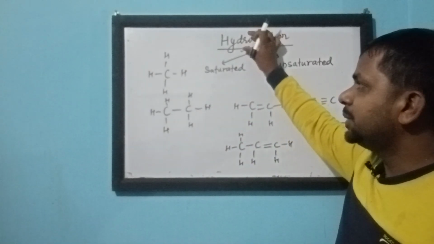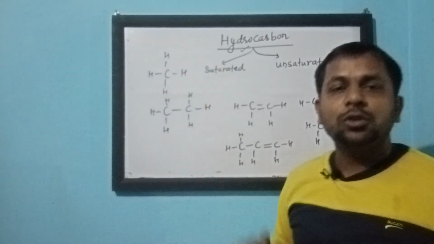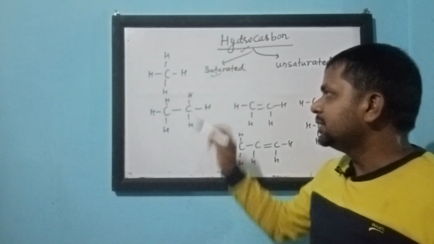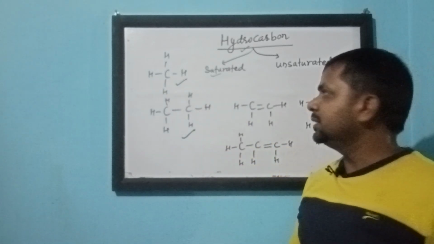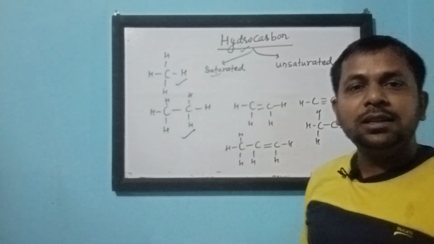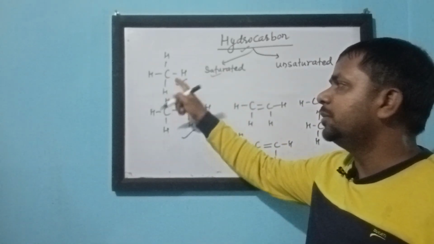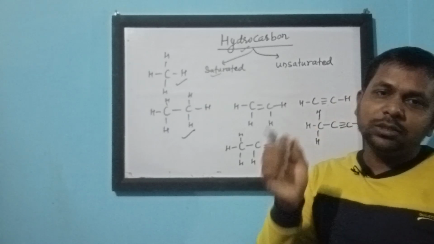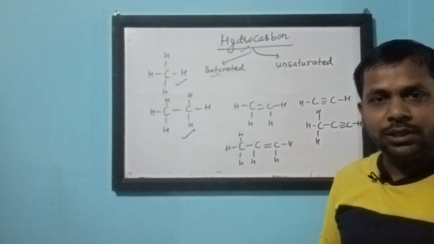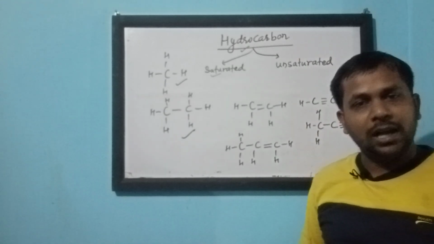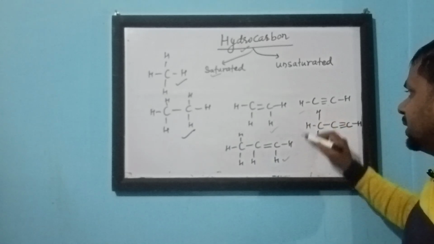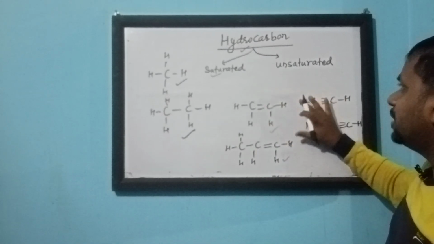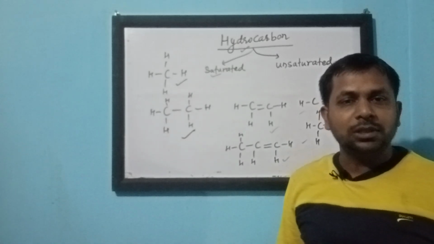Then the hydrocarbon in which there is only presence of single covalent bond, that type of hydrocarbon is called saturated hydrocarbon. We can say these compounds are saturated hydrocarbon because they consist of only single covalent bond. But if any hydrocarbon consists of at least one double or at least one triple covalent bond, they are called unsaturated hydrocarbon. These compounds contain at least one double covalent bond or at least one triple covalent bond, so these all compounds are examples of unsaturated hydrocarbon.